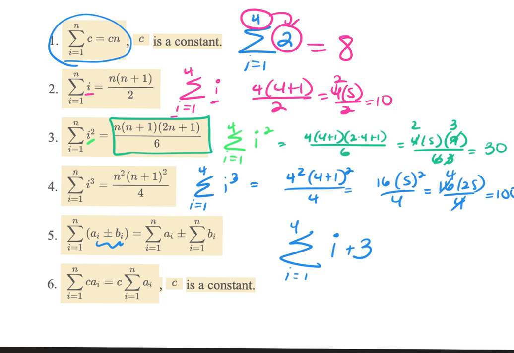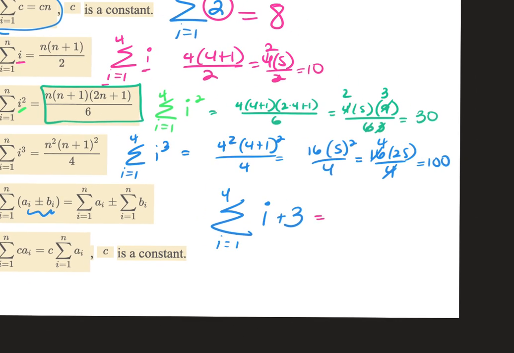Then I can break this apart into the summation of 4i from i equals 1 to 4, plus the summation of 3 from i equals 1 to 4. Now I can follow my summation rule for a single variable with the second one, and I can follow the constant rule with the first one. So for this one I would use n times n plus 1 over 2 where n is 4, and then I will add to it 3 times 4. So you break them apart, okay?